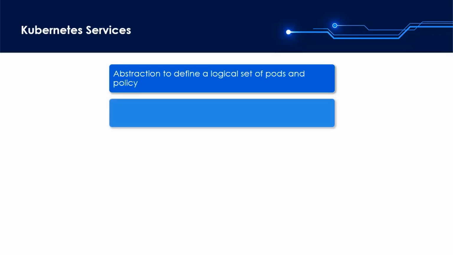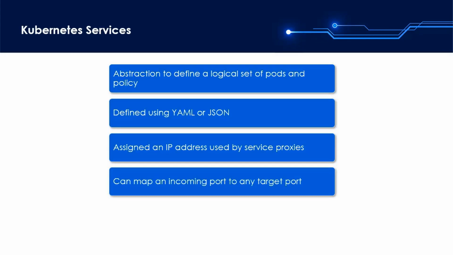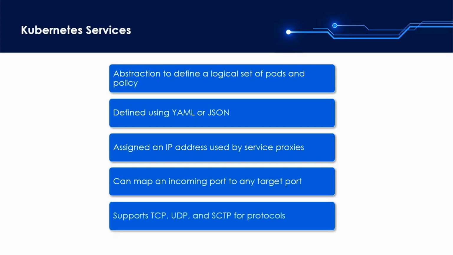policy to access them. Second, Kubernetes services are defined using YAML, however, we do have an option to use JSON as well. Third, Kubernetes services are assigned an IP address, which is used by service proxies. Fourth, we can also map an incoming port to any target port by configuring the same in the environment. Finally, Kubernetes services support TCP, UDP, as well as SCTP protocols.